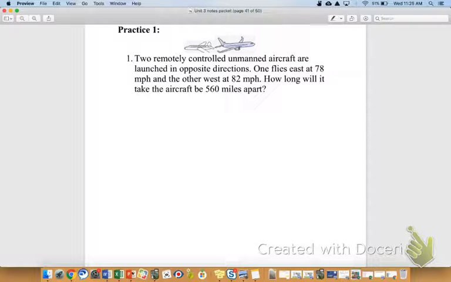2 remotely controlled unmanned aircraft are launched in opposite directions as shown in the awesome picture above. One flies east, and the other one flies west.